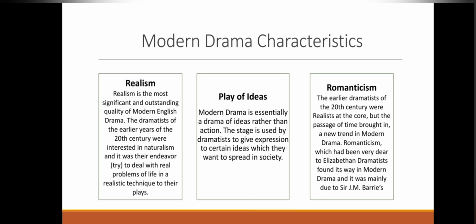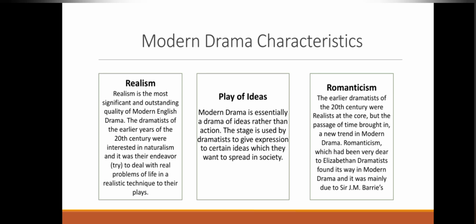So now we will discuss some of the major characteristics of drama. It includes realism. I have already told you that realism is focusing on the reality rather than fictional things. So they were focusing on the reality and writing on real things, because in the modern age there were enough topics to write, like World War I and World War II, along with a lot of improvement, development, and some societal norms, so they were writing based on reality. Then play of ideas, they were focusing on ideas rather than action.